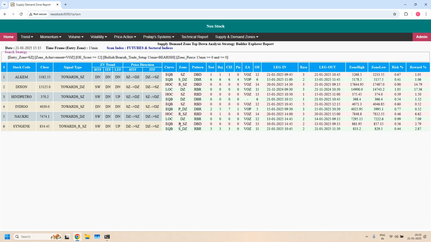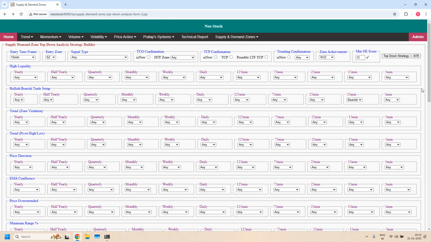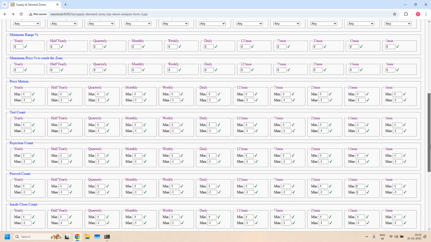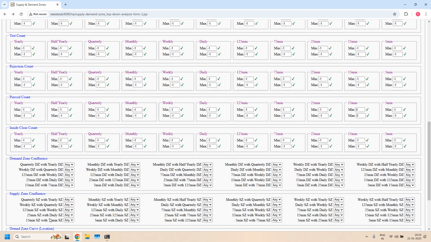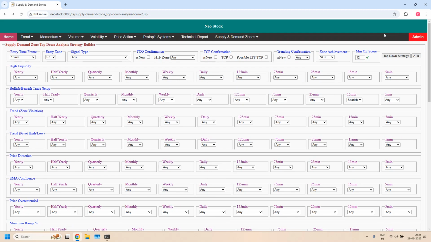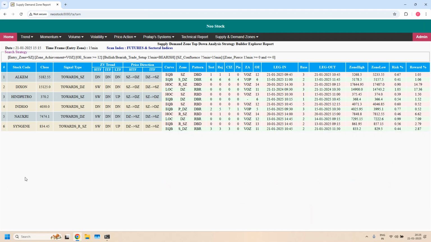Out of these 6 15-minute supply zones, we can further filter because some are already having high probability based on high liquidity zones. Apart from that, we should add even more probability based on zone confluence. So let us filter the list. First filter in zone confluence is LTF ITF supply zone confluence, that is 15 minutes and 75 minutes supply zone confluence. I am enabling that filter. Out of 6, we got all 6 stocks.